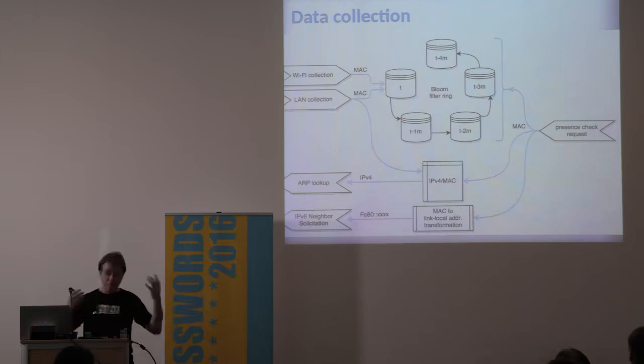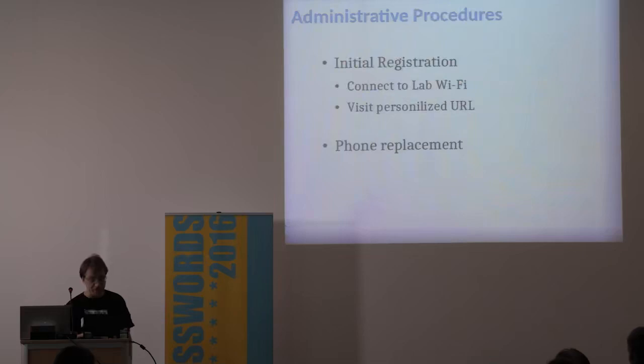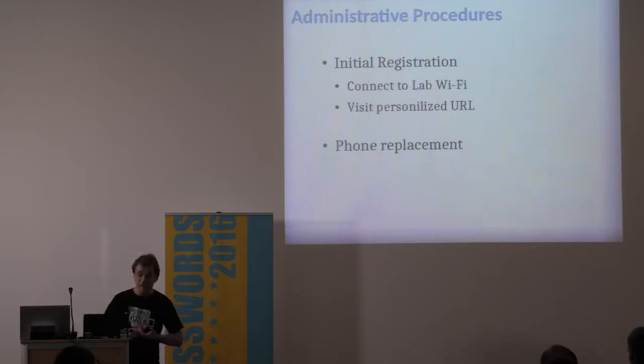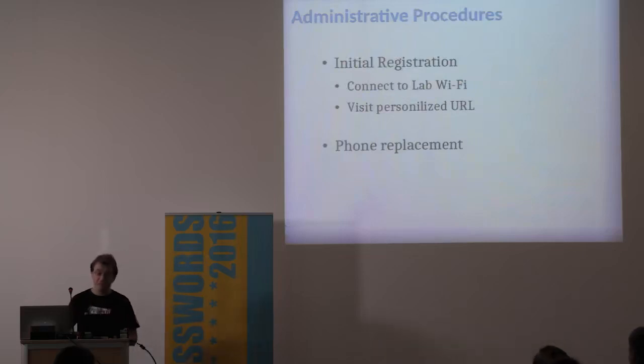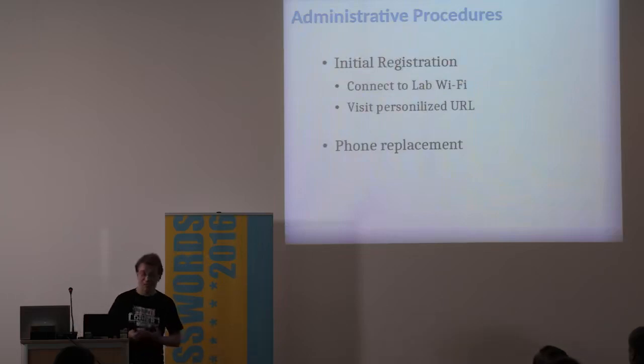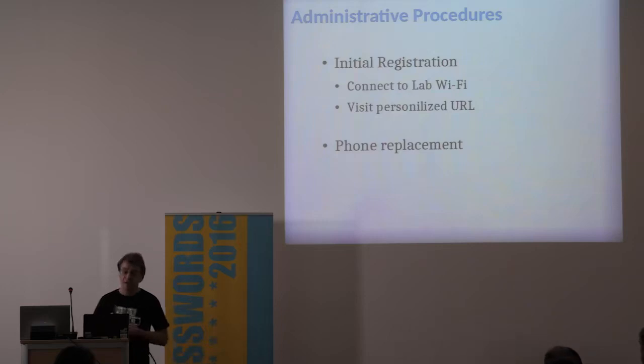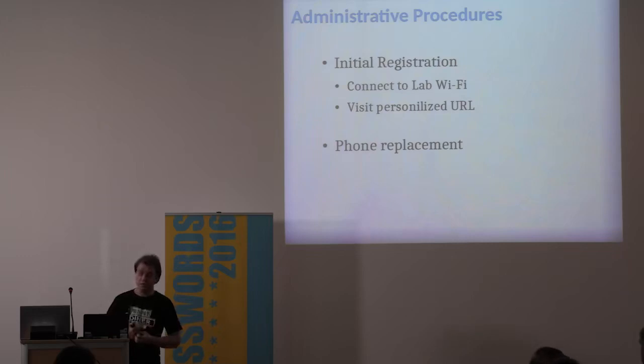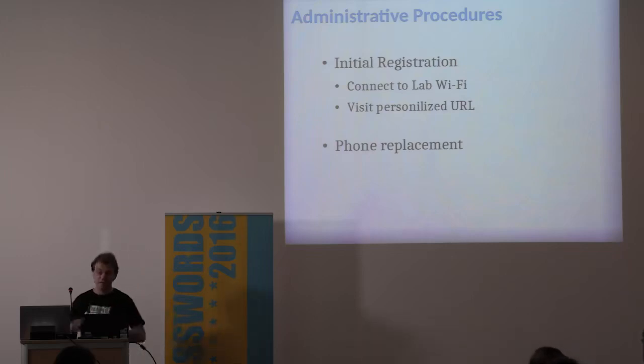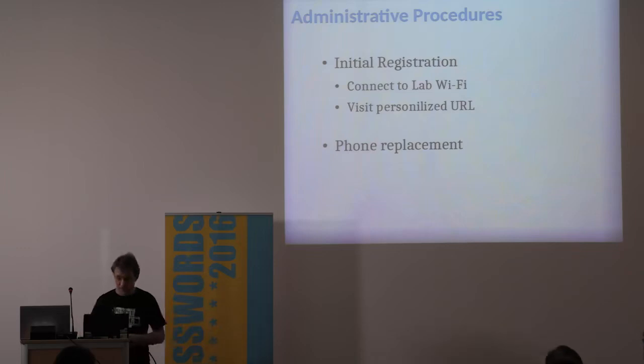For the lab, we also need a few administrative procedures like the initial registration. Well, you can find the MAC address on your phone in one of the system menus, but it's not very convenient. There's a much more convenient way for the initial registration. Just connect to the lab Wi-Fi and visit a personalized URL, maybe given to you with a QR code, and then the system will automatically record your MAC address.